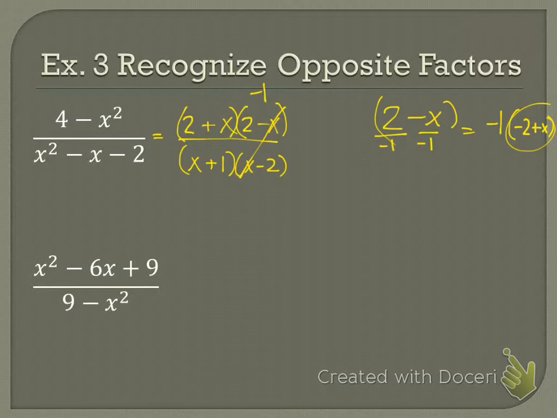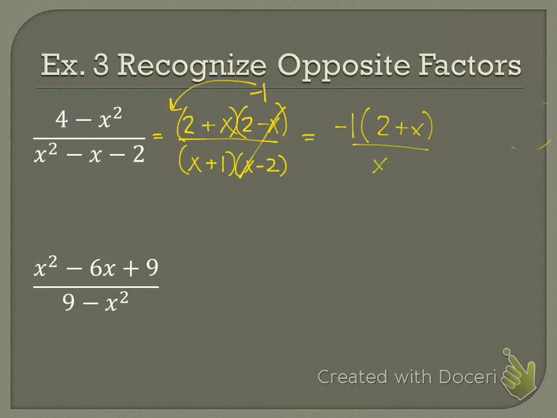Does that make sense? So you say, all right, how do I write my final answer? Well, I'm going to move this 1 to the front because anytime you have something that's being multiplied, you always want to put it up front, because if I put it in the back, it might look like it's being subtracted. So I'd write negative 1 times 2 plus x over x plus 1. And that would be my final answer.